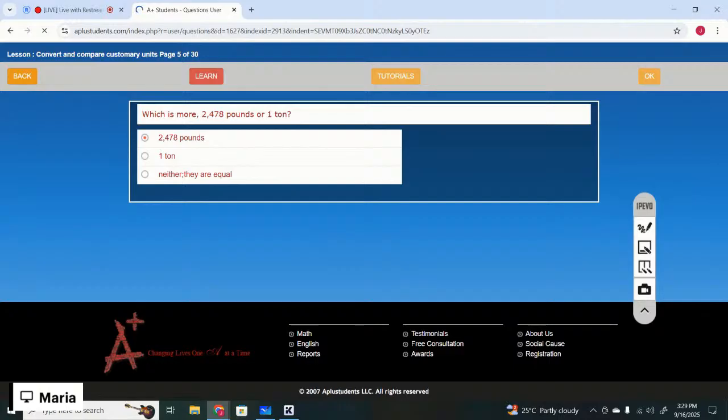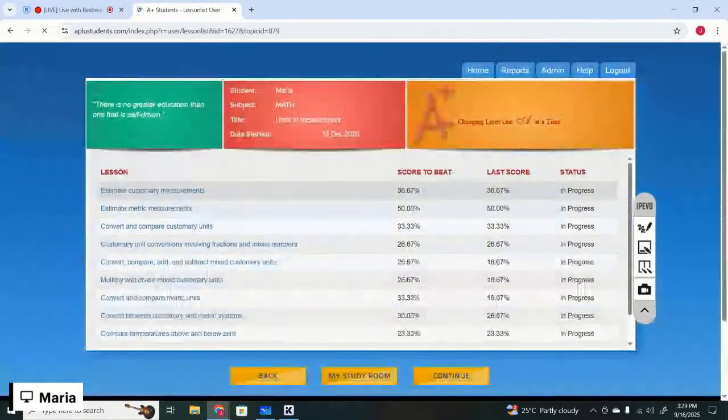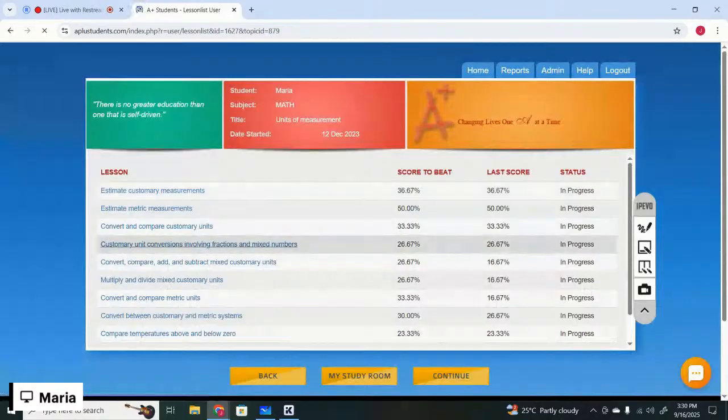Okay, you can complete the lesson by yourself later today. Let me just move on to the next lesson. And the next lesson is customary unit conversion involving fractions and mixed numbers.